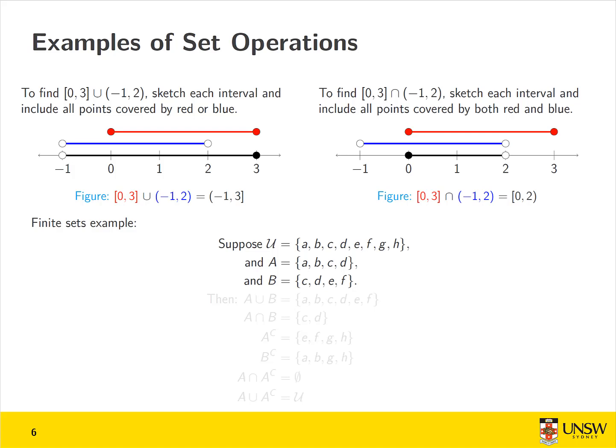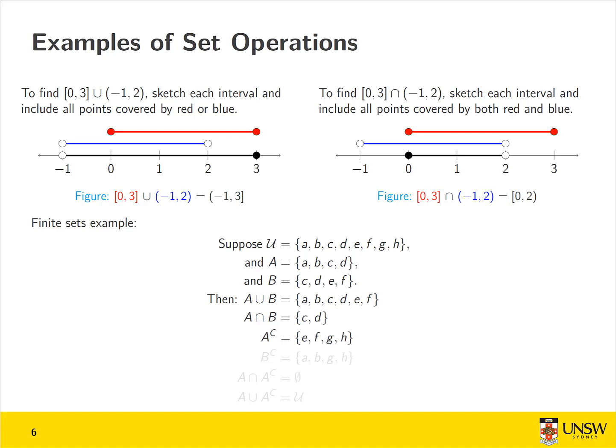For an example involving finite sets, consider a situation where the universal set is given by the letters A through H, while set A contains the elements A, B, C, and D, and set B contains the elements C, D, E, and F. To find A union B, we list all elements that belong to either set. This turns out to be the set A, B, C, D, E, and F. To find A intersect B, we list only those elements belonging to both sets. This turns out to be the set containing just C and D.